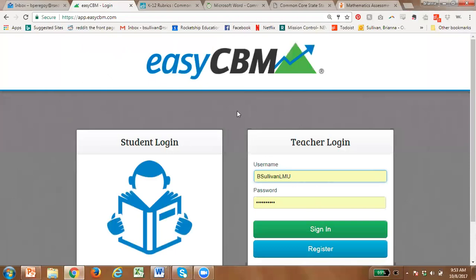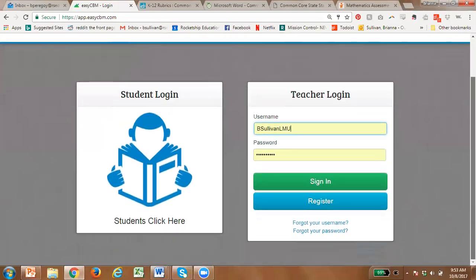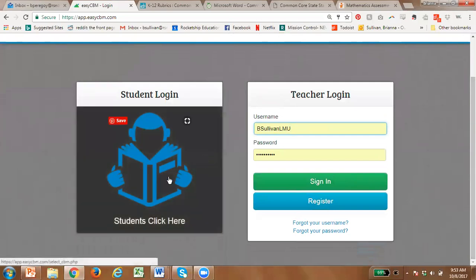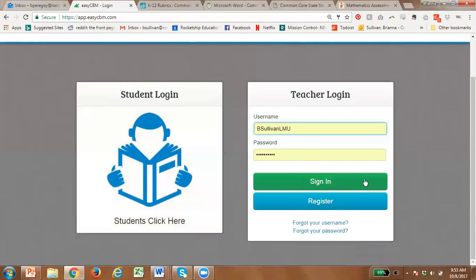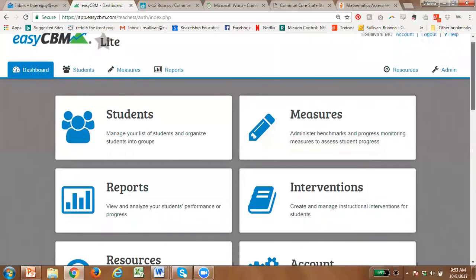And here it is, easycbm.com. You can see right from the beginning that we have a teacher login platform and a student login, so you can actually select certain measures that students can take on the computer on their own, which is great. It means that you don't always have to take time sitting down and administering these things one-on-one. If students have access to computers in your classroom, they can do some assessments online by themselves and you get the scores. So I'm going to show you that in a minute. But first things first, this is what it looks like when you log in.